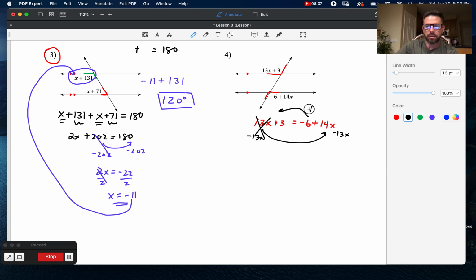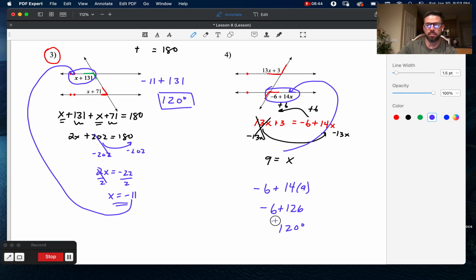Let's move this guy over to the other side. Plus 6, 9 equals, what do we get? x? That's what it looks like to me. Okay, I'm thinking this is the bold angle that they want. So we need to plug that in right there. So we have negative 6 plus 14 times 9. Okay, 9 times 4 is 36. I don't know, is this negative 6 plus 126, which is just 120? The same thing we got for number 3.